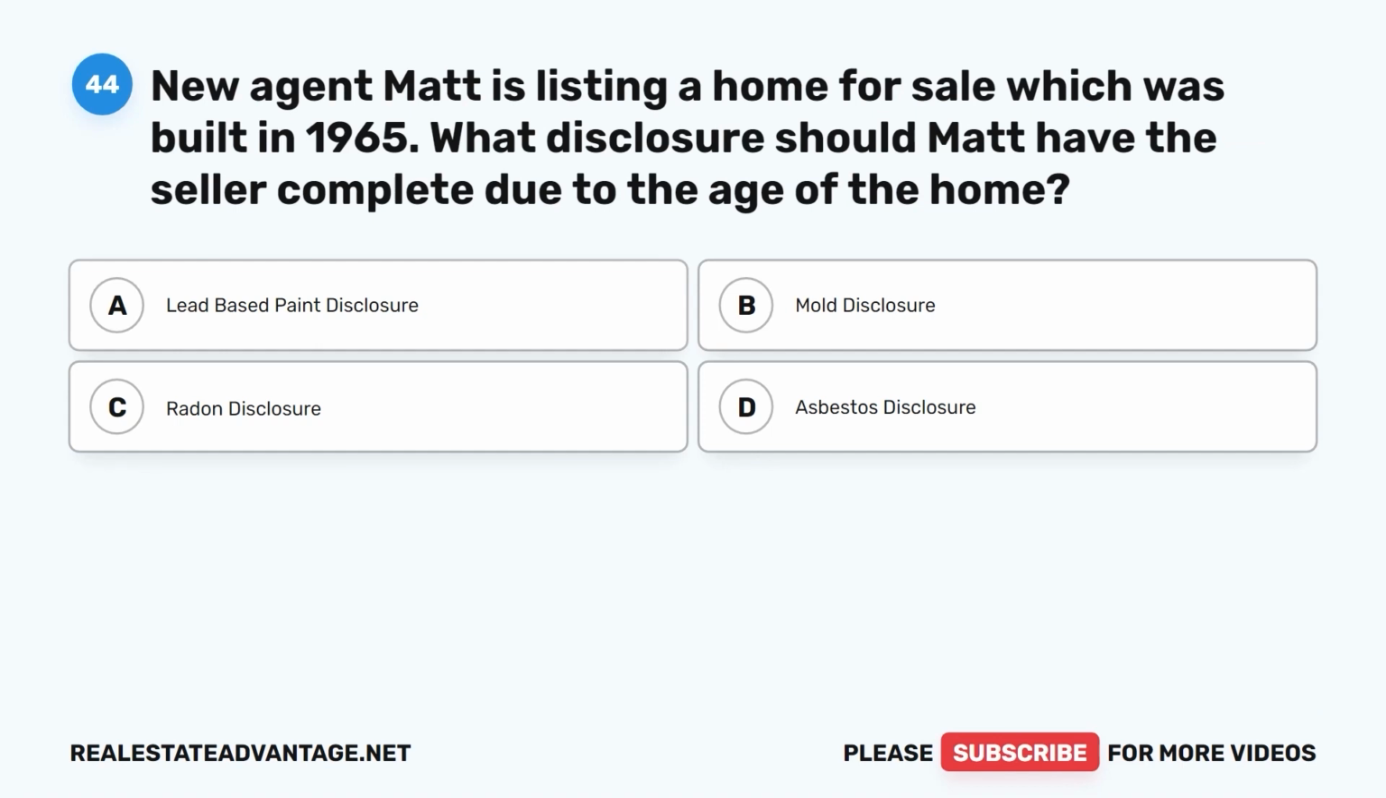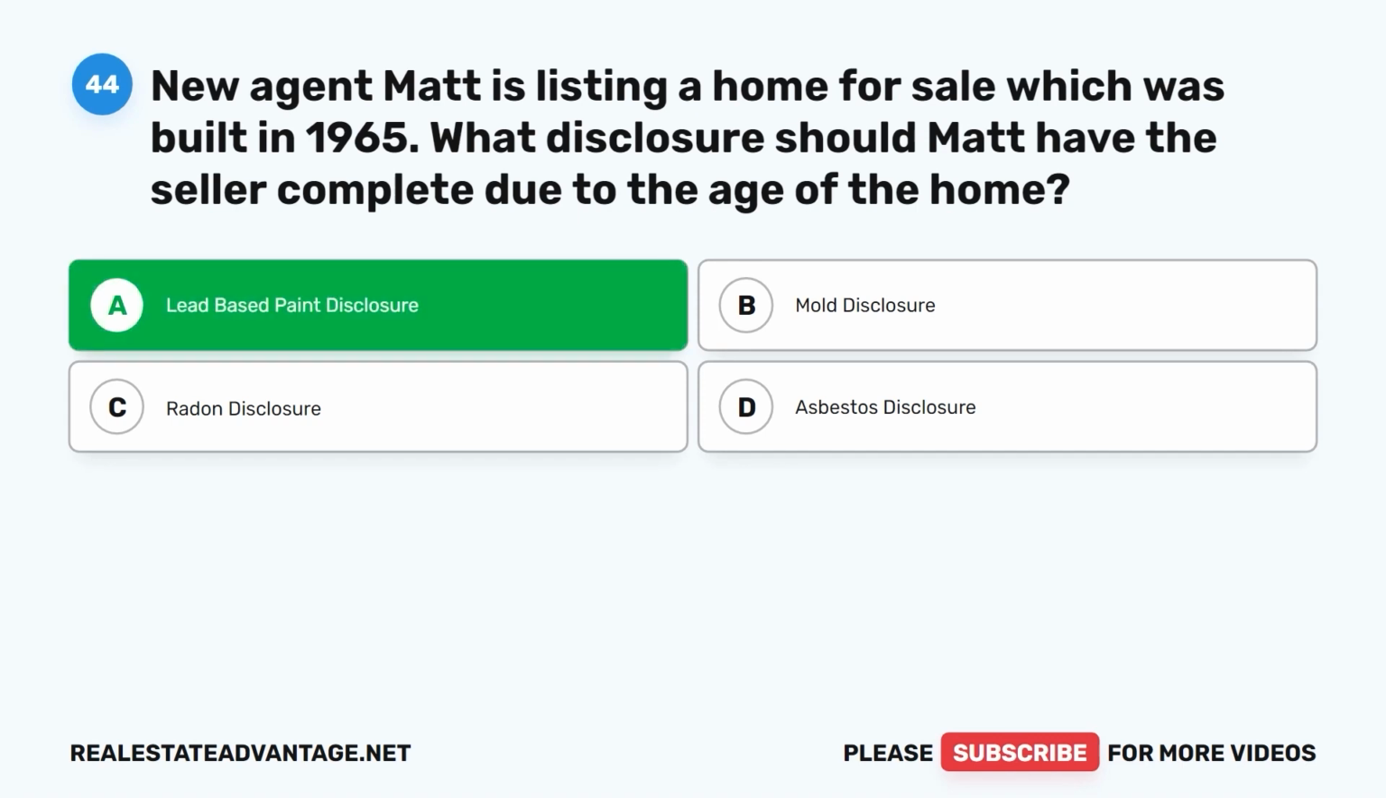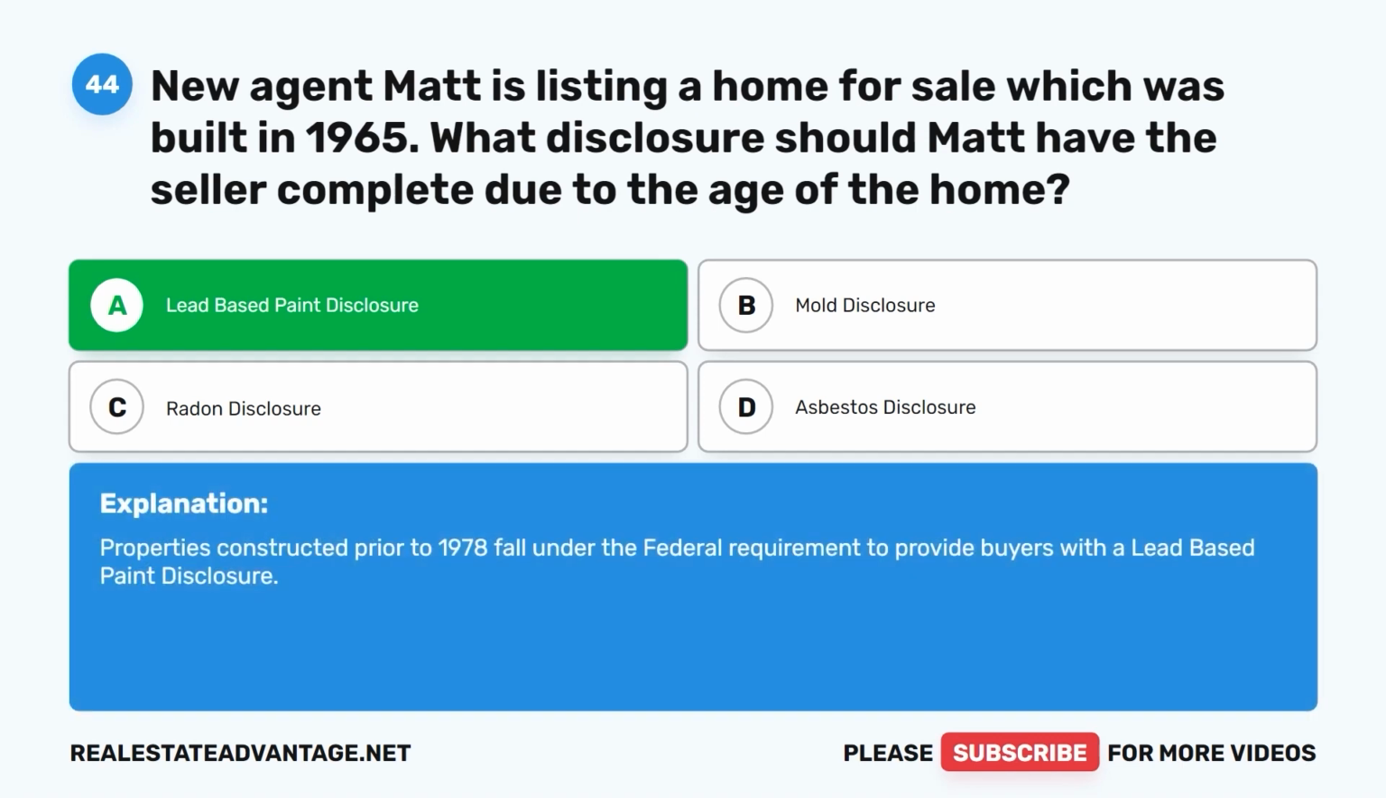Question 44. New agent Matt is listing a home for sale, which was built in 1965. What disclosure should Matt have the seller complete due to the age of the home? A. Lead-based paint disclosure. B. Mold disclosure. C. Radon disclosure. D. Asbestos disclosure. The correct answer is A. Lead-based paint disclosure. Properties constructed prior to 1978 fall under the federal requirement to provide buyers with a lead-based paint disclosure.